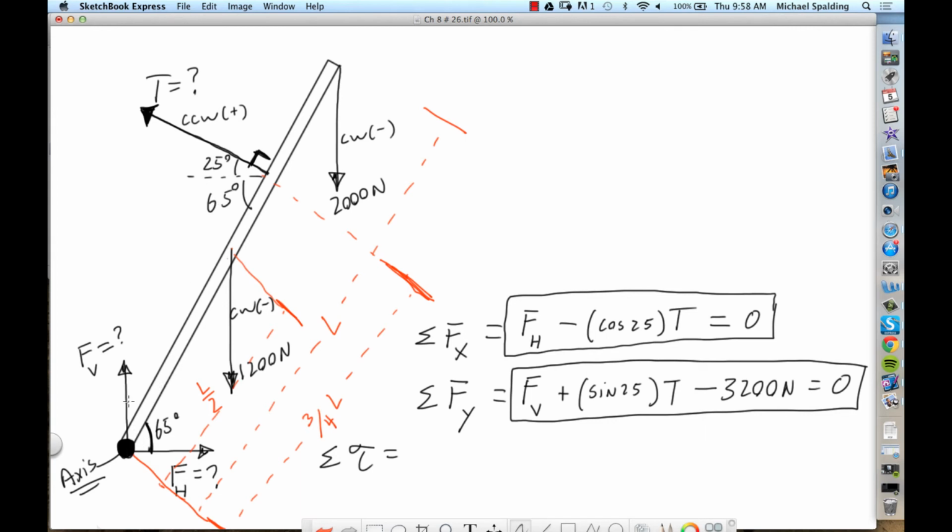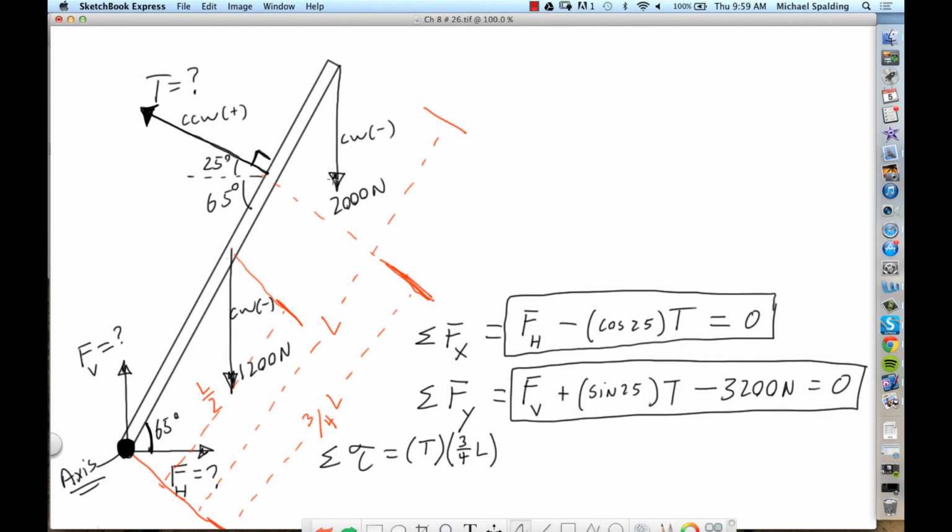So what is the perpendicular distance? When we do the torque for tension, we need the perpendicular distance from the axis up to the force. What is this distance right here? It's 3/4 L, right? 3/4 L is the perpendicular distance to the tension. All right, so first torque, we're going to go tension multiplied by 3/4 L, right? That's the torque for tension. T times 3/4 L.